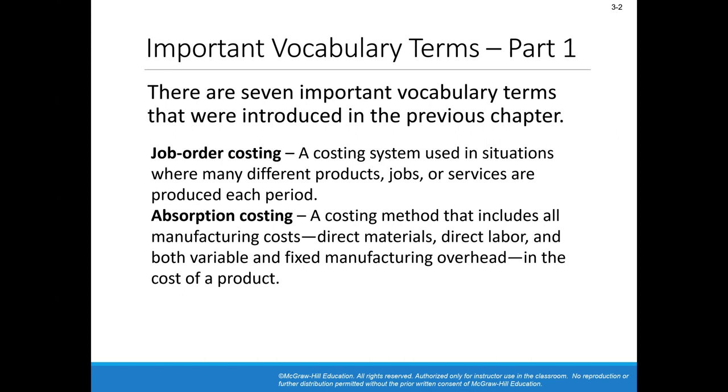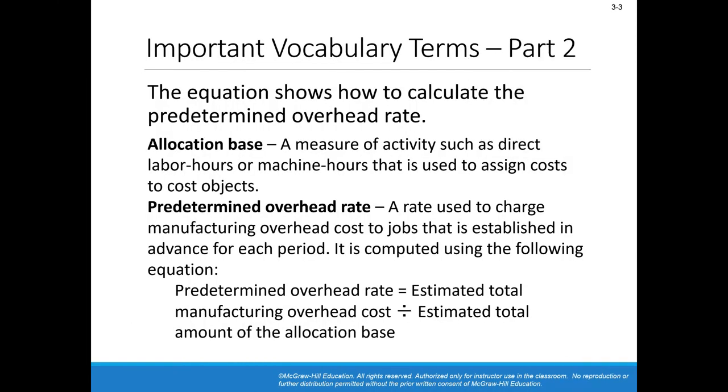And then we have absorption costing, which is a costing method that includes all manufacturing costs, direct materials, direct labor, and both variable and fixed manufacturing overhead in the cost of a product. So we talked about those three things: direct materials, direct labor, and manufacturing overhead. We talked about that since chapter 1, so we're going to be looking at that again.